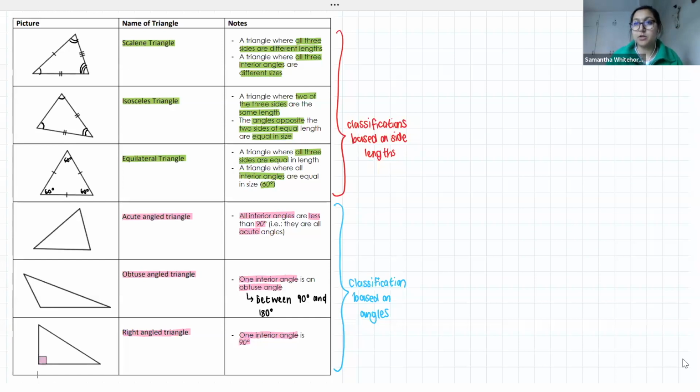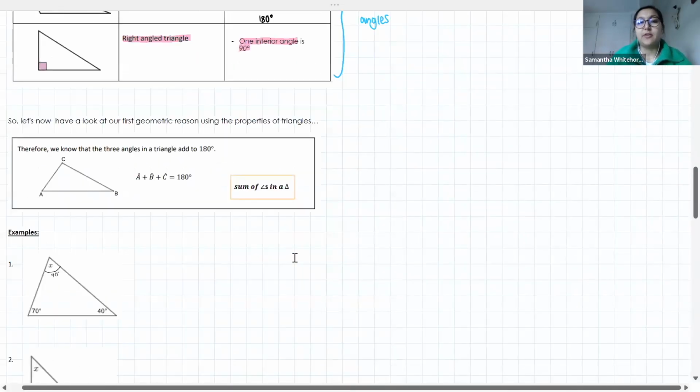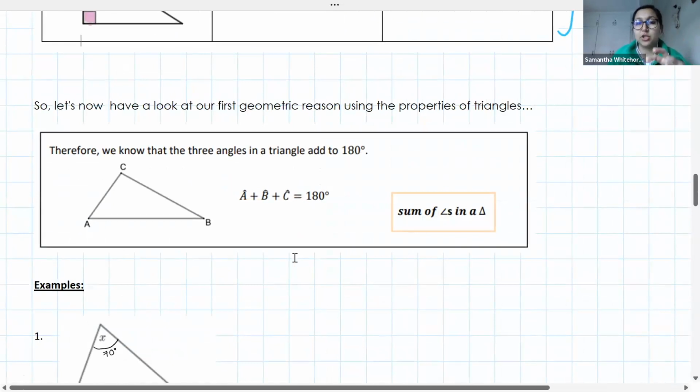All right, I hope you've all got your screenshots. I'm moving away. So just remember those terms, remember those classifications in case I ask, or in case your teachers ask, or an exam asks. Important to know. But what we want to be able to do is apply our geometric reasons. And so we're going to have a look at our first triangle geometry reason, which is sum of angles in a triangle.